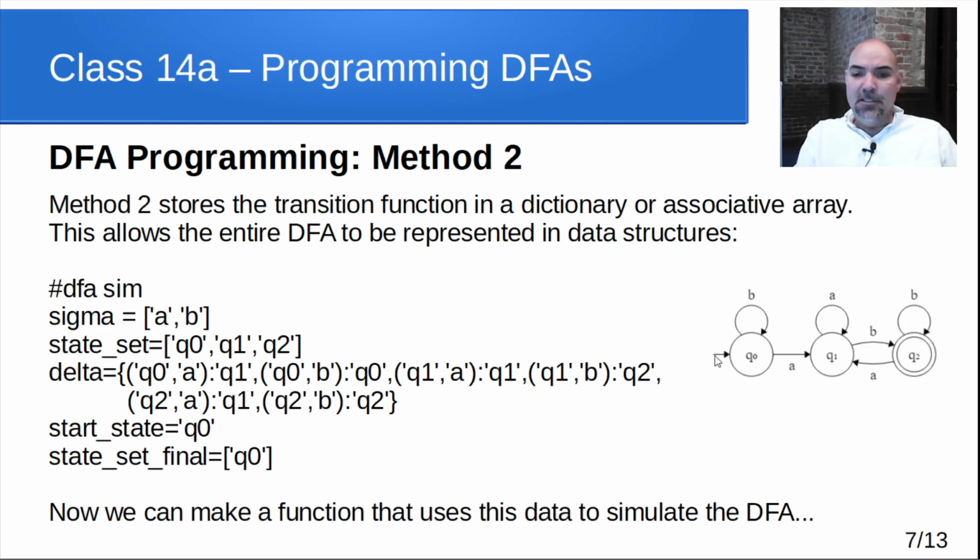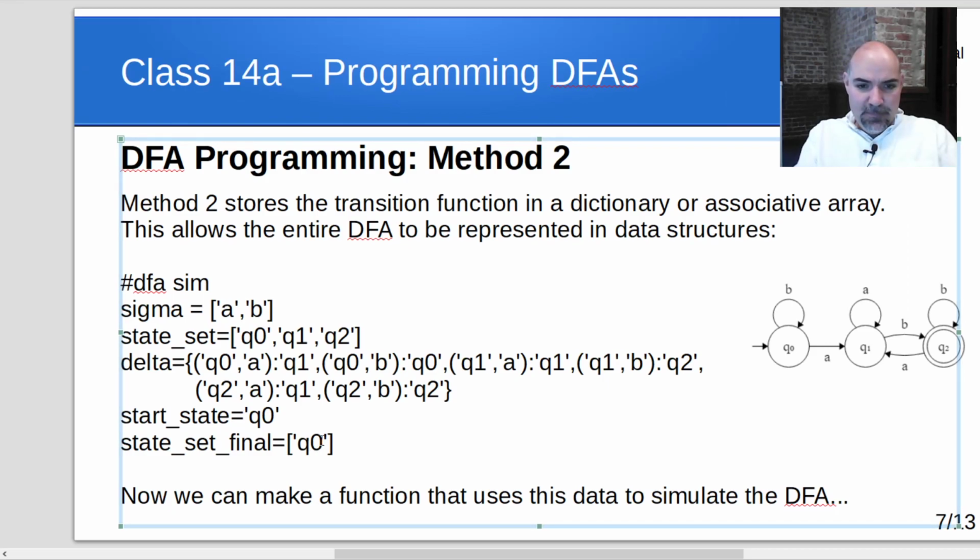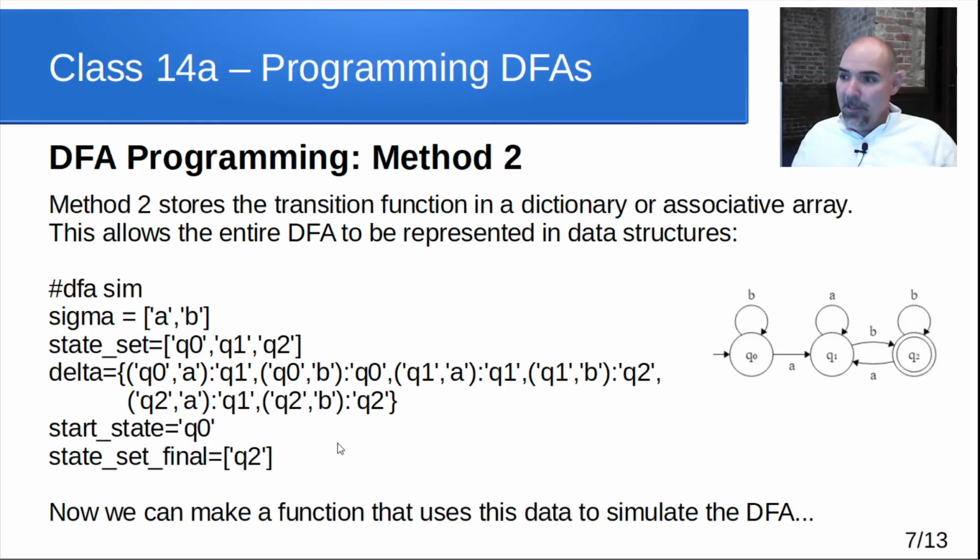Our start state is Q0, and our final state set, in this case, only has 1. That should be Q2. Let me fix that. Q2. Again, left over from our cut and paste error.